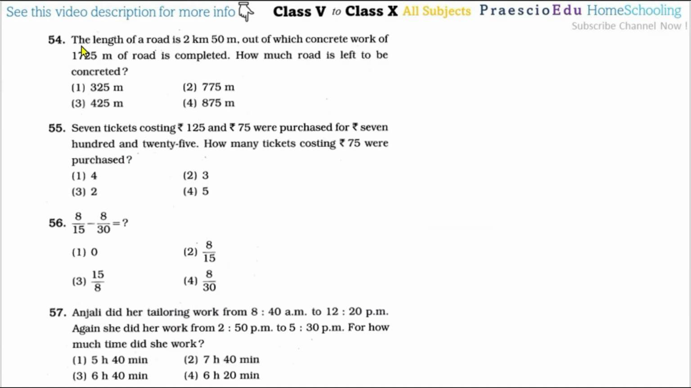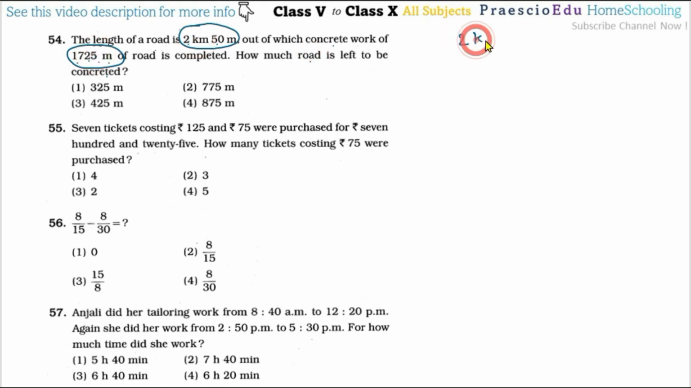Then question number 54. The length of a road is 2 km 50 meters, out of which concrete work of 1725 meters of road is completed. How much road is left to be concreted? Left means remaining. So this is the total length, and the concrete work is done for this much of the length, and the remaining is being asked. So from this one we have to deduct this one.